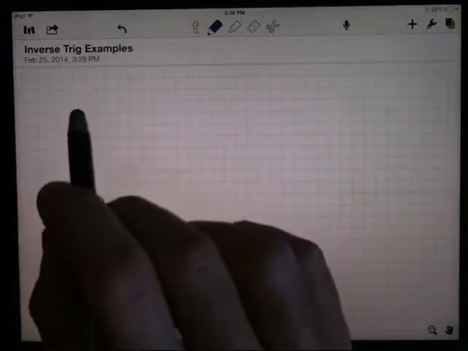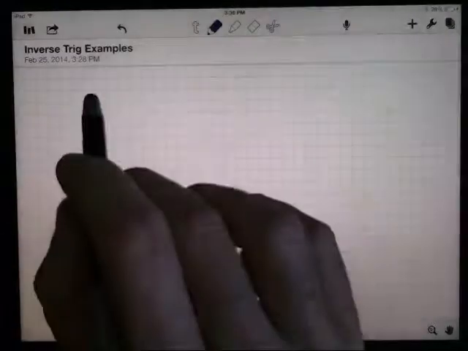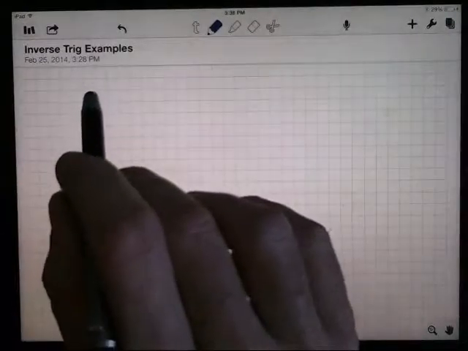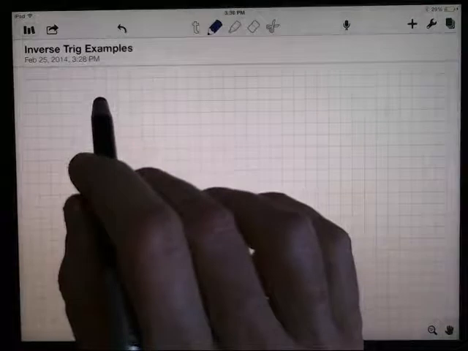A couple examples of some inverse trig that I want to work with you here, maybe 3 of them. One of the things that comes up, particularly in Calc 2, you're dealing with certain types of stuff. Actually, I guess it comes up in Calc 1 as well. Where trig functions are useful, and so the inverse trig functions become useful as well.